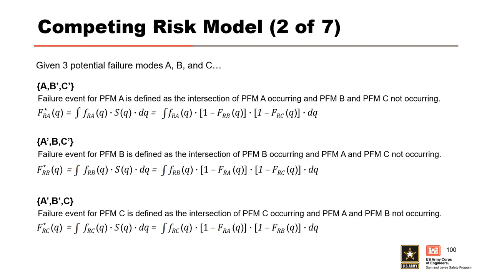So, in the competing risk model, the probability for A becomes the integral of the system response for A multiplied by the probability B does not occur, multiplied by the probability C does not occur. The probability for B becomes the integral of the system response for B multiplied by the probability A does not occur, multiplied by the probability C does not occur. And the probability of C becomes the integral of the system response for C multiplied by the probability of A not occurring, multiplied by the probability that B does not occur.